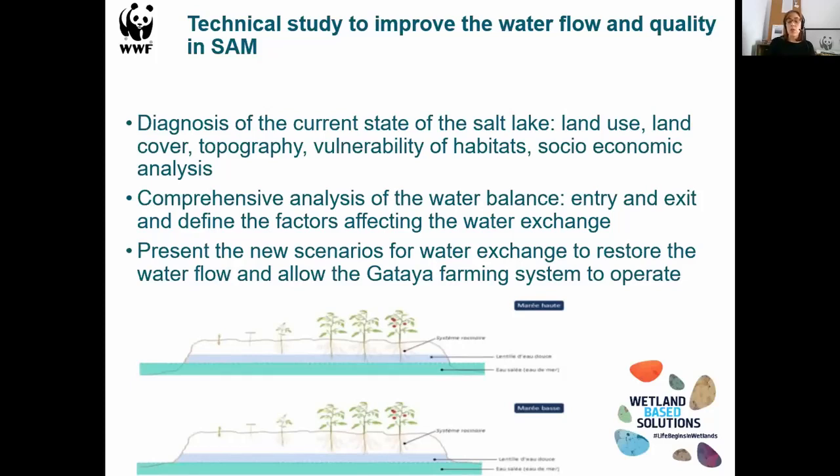So what we did is that we started by doing the diagnosis of the current state of the area through analyzing land use, land cover, topography, geomorphology, the vulnerability of the habitats, and also socioeconomic analysis, because this wetland is supporting fisheries, farming, and also tourism activities that are concentrated in the summer. So there was a very thorough analysis and research done to identify the current status of the ecosystem.